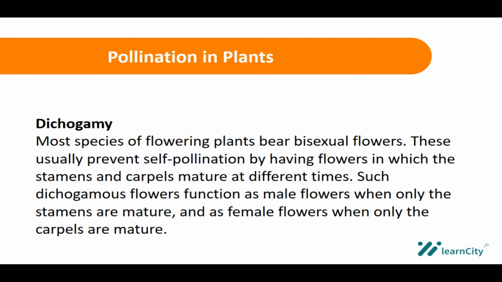Now, most species of flowering plants bear bisexual flowers. This usually prevents self-pollination because the stamens and the carpels mature at different times. So because of that, these flowers are called dichogamous flowers. They function as male flowers only when the stamens are mature, and as female flowers only when the carpels are mature.